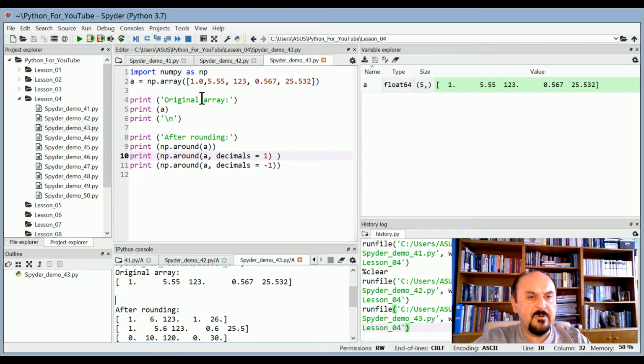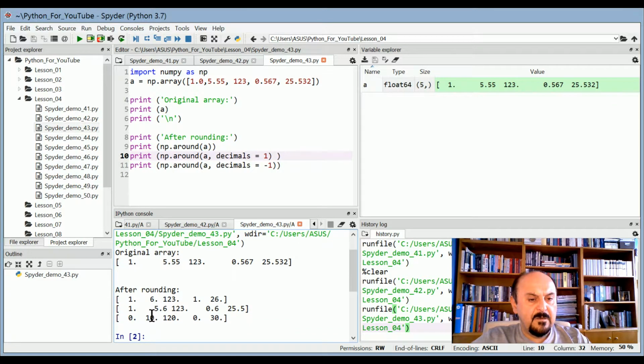This is the original array. Okay, 1.0, 5.55, 123, and so on. And after rounding, just look here. After rounding, this is rounding 1 up to 1.6, 123, 1. Okay, it's rounded to 1. And 26, rounded to 26. Okay, how about this example?